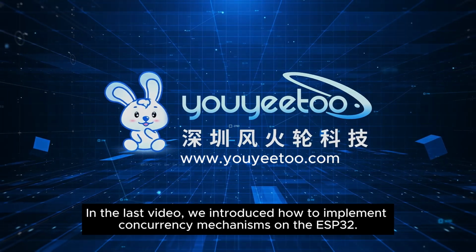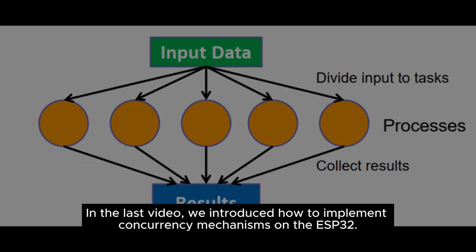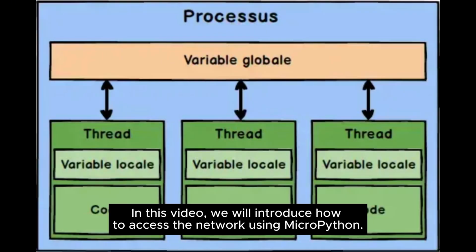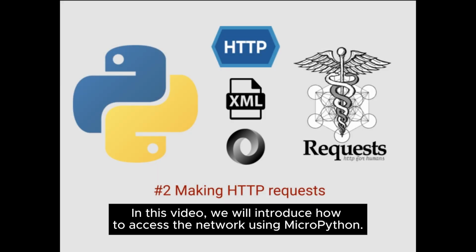In the last video, we introduced how to implement concurrency mechanisms on the ESP32. In this video, we will introduce how to access the network using MicroPython.